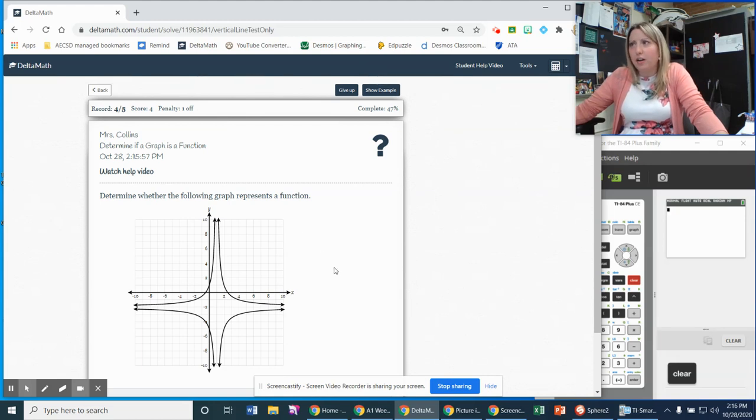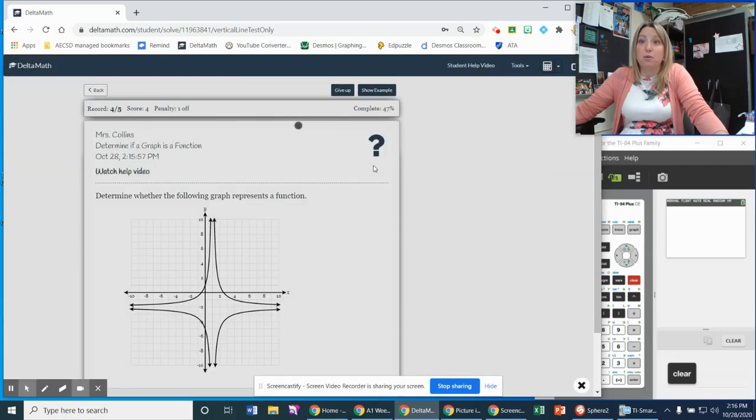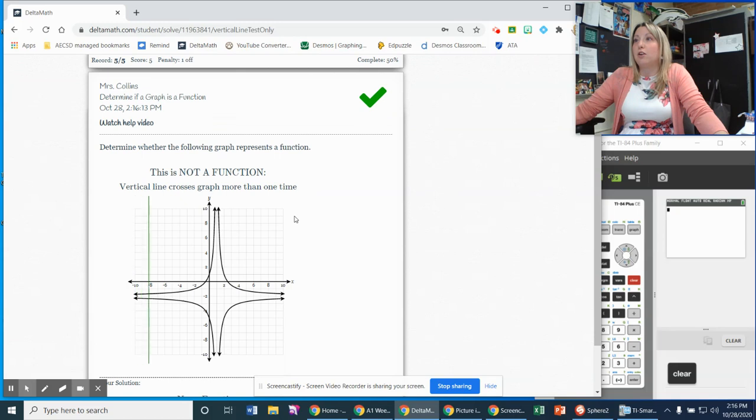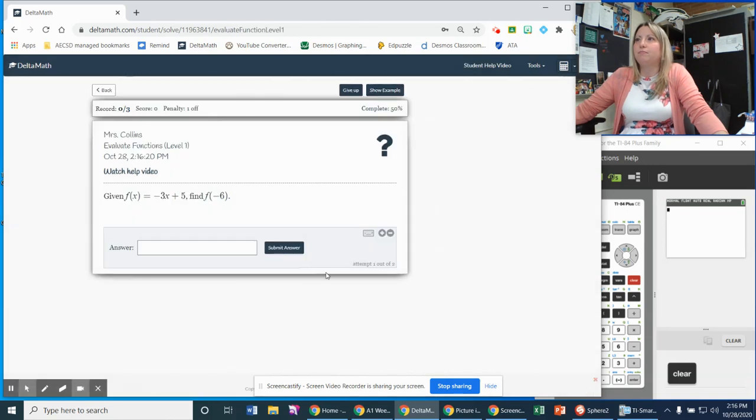Okay. X values repeated all over the place, right? This is not a function. They switched it up on me, by the way, on the bottom. That's not a function. Look at that. Whoa. Lots of repeated. Next section.